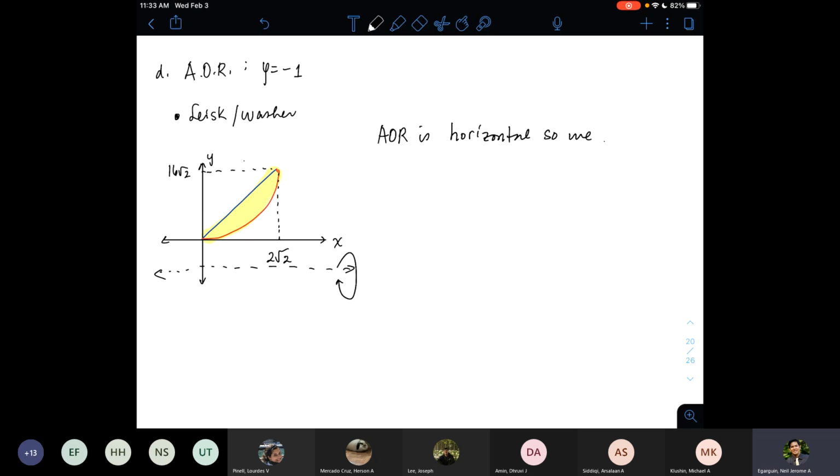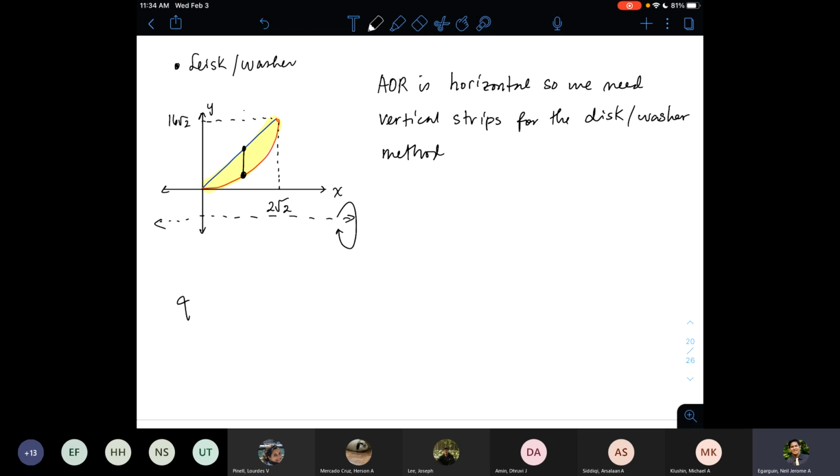So we need vertical strips for the disk or washer method, right? Because again, the disk or washer method requires strips that are perpendicular to the AOR. So in this case, we will use vertical strips. And since we're using vertical strips, the variable of integration would be x. Okay, that's automatic. It's always x.